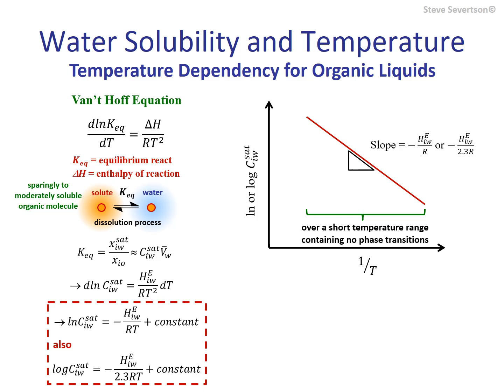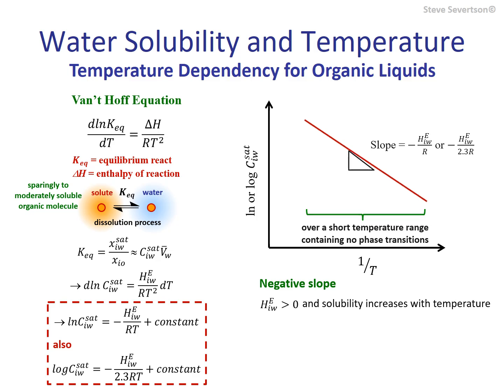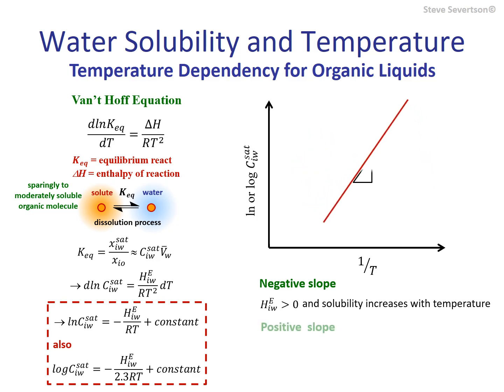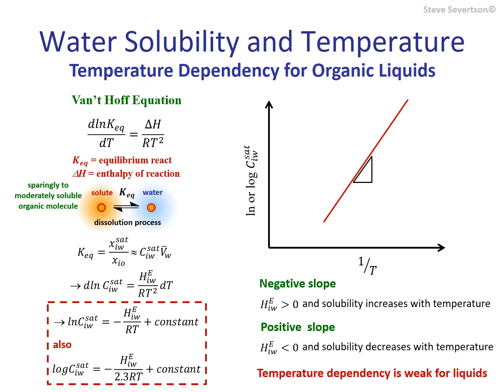For organic liquids, water solubility can either increase or decrease with temperature. In cases where the excess enthalpy is positive, the solubility increases with temperature. When the excess enthalpy value is negative, solubility decreases with temperature. However, in general, it is observed that the temperature dependency of water solubility values for dissolving organic liquids tends to be weak.